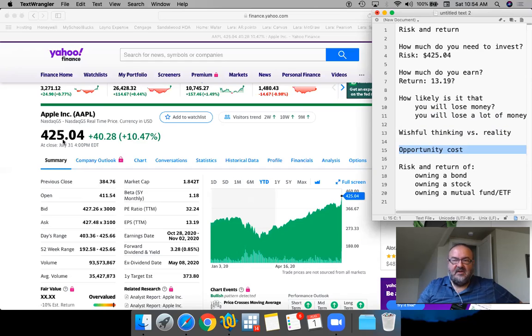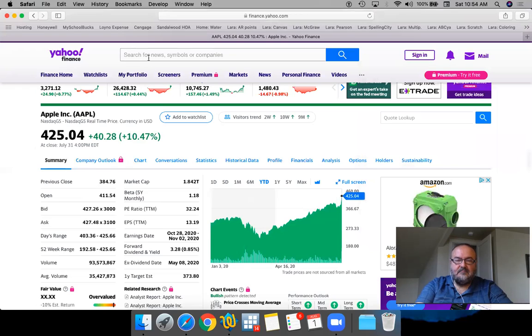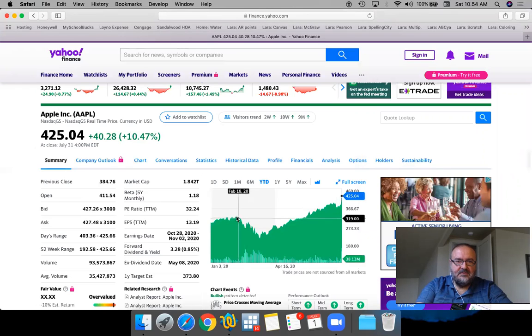There are some investments that are riskier than others, and some investments that are safer than others. Safe and risky are relative terms. Safe compared to what? Risky compared to what? But there's always an opportunity cost. Why invest in Apple? Look at how the price has gone up. Even compared to pre-coronavirus levels, we went from 325 to 425.